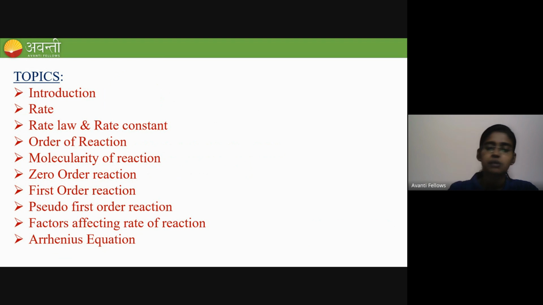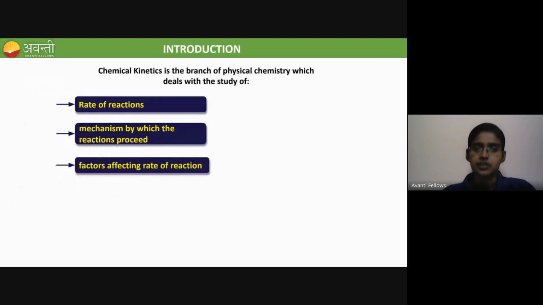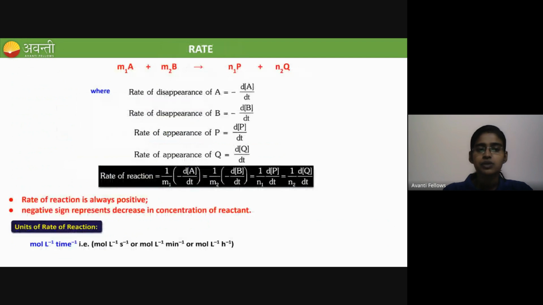Coming to the first thing, the introduction. What is chemical kinetics? It is a branch of physical chemistry which deals with the study of the rate of the reaction, the mechanism by which the reaction proceeds, and the factors affecting the rate of the reaction. Basically, the speed at which the reaction occurs will be studied under chemical kinetics. Coming to the rate, how to find out the rate of a reaction?